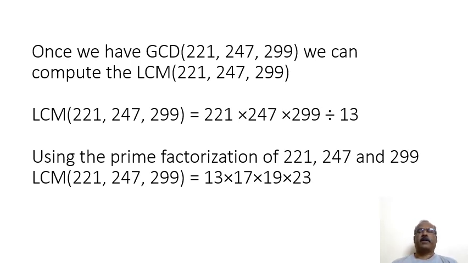We can use the prime factorization of 221, 247, 299 to find their LCM. The LCM of 221, 247 and 299 will be equal to 13 times 17 times 19 times 23. Remember that the factorization of all the numbers 221, 247, 299 had 13, but we have taken 13 only once. So 13 times 17 times 19 times 23 will be the prime factorization of LCM.